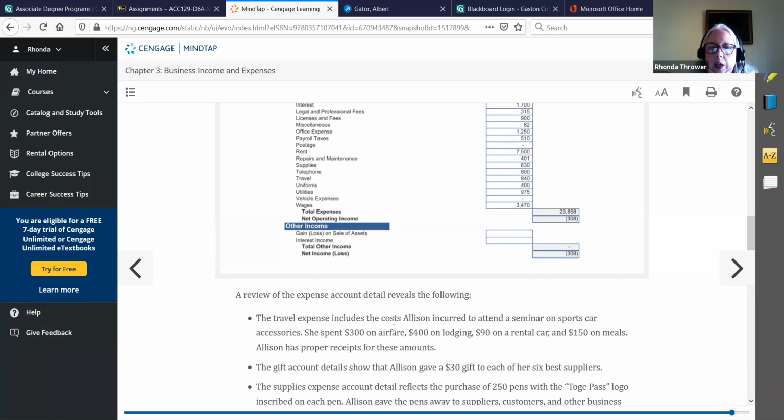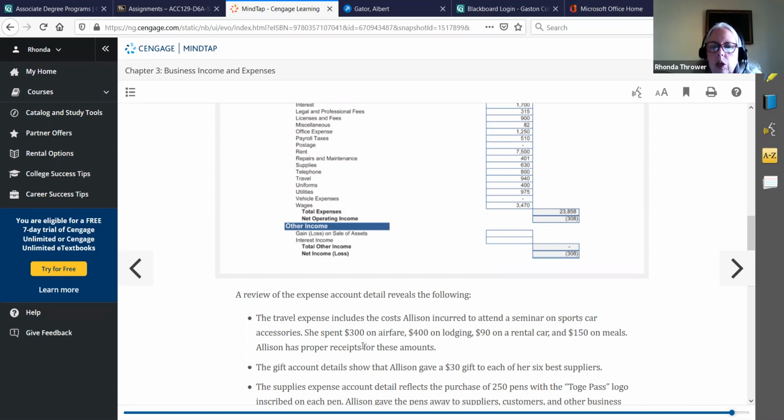The travel expense includes costs that Allison incurred to attend a seminar on sports car accessories. She spent $300 on airfare, $400 on lodging, and $90 on a rental car. And she also spent $150 on meals. If you add all of these together, that adds back up to the total amount of $940 here. But on Schedule C, they keep these things separate.